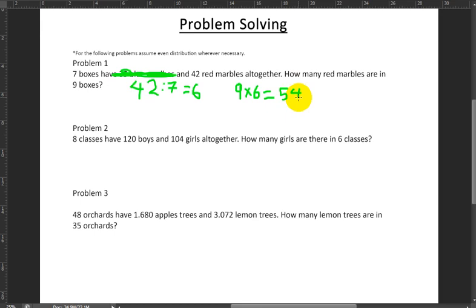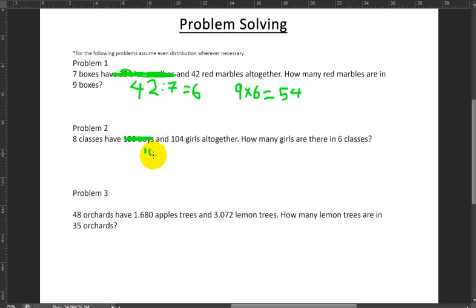Next up, we have 8 classes that have 120 boys and 104 girls altogether. And it asks how many girls are there in 6 classes. Since it's asking about the girls, that means that the information about the boys is irrelevant. I might as well cross it out. So it's asking 8 classes, 104 girls. And it wants to know about 6 classes. So I first need to find how many girls are in 1 class. To do that, I will divide 104 by 8.